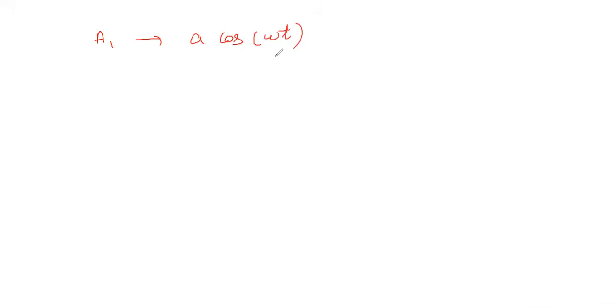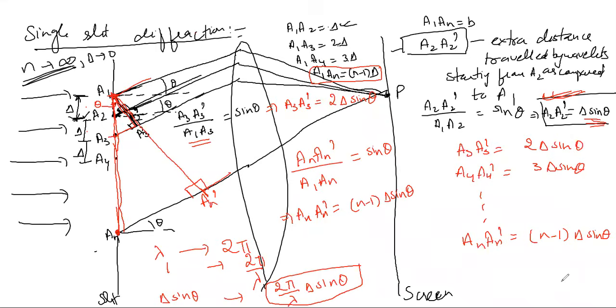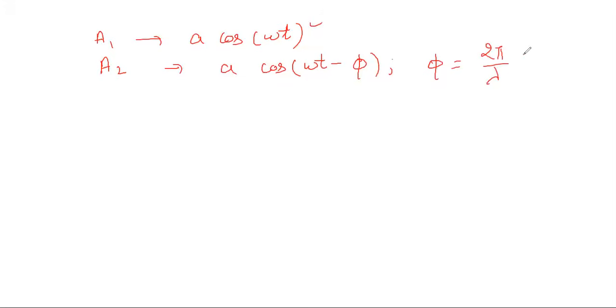From electromagnetic waves we know that the electric field and magnetic field are in sinusoidal form, and this is what I am using here: the displacements due to the wavelets originating from point A1 will be of this form. The wavelets from A2 will be such that either I can add some extra path length into the wavelets starting from A2, or I can introduce this phase here, where this phase is nothing but 2 pi by lambda into delta sine theta.